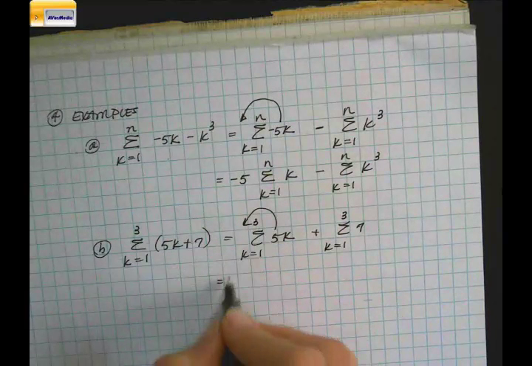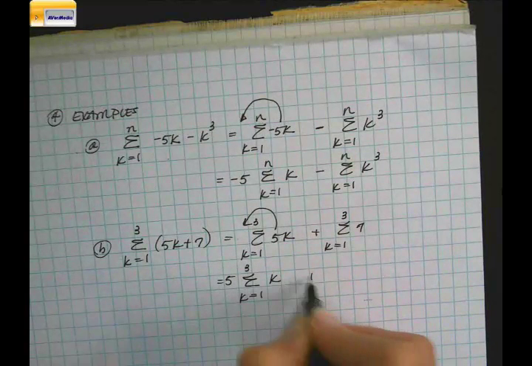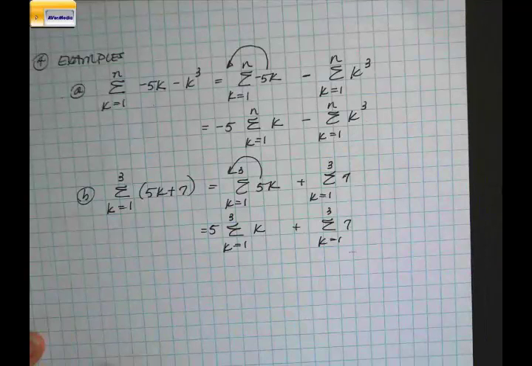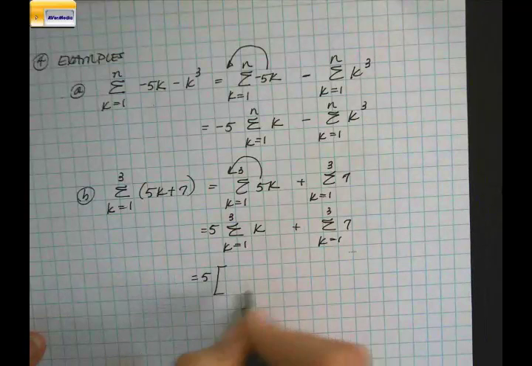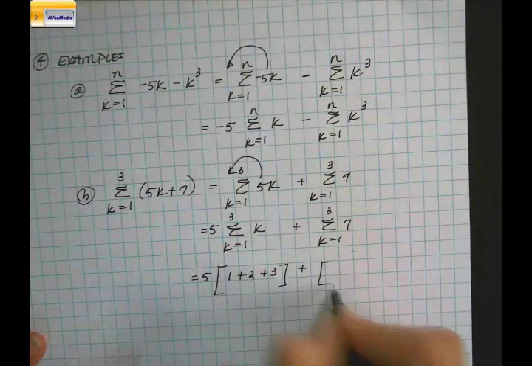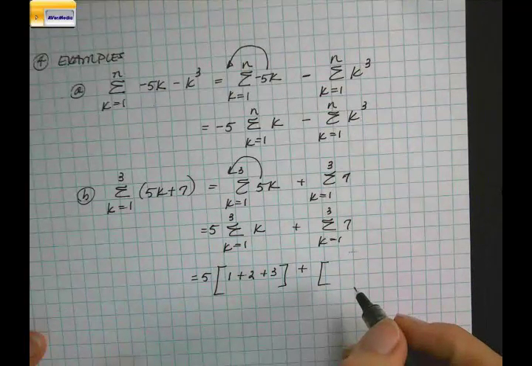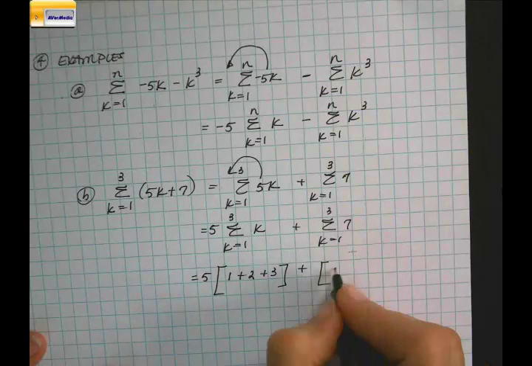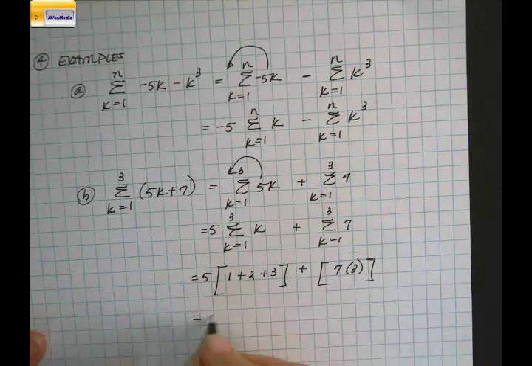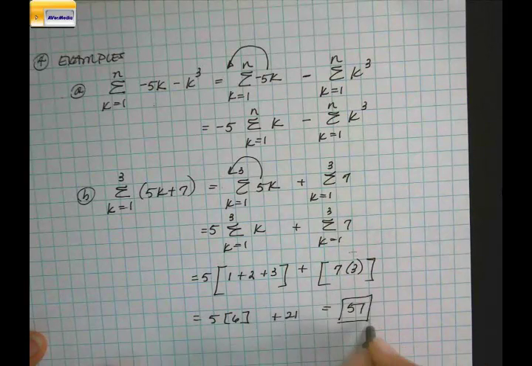So I'm going to pull the 5 in the front. So this is 5 times the summation of k, k equaling 1 to 3, plus the summation of 7, k equaling 1 to 3. So this is 5 times k is 1 plus k is 2 plus k is 3. And this one, that's a constant. The constant rule said that you can take the number times the maximum value of the index, which is 7 plus 7 plus 7. So this is 5 times 6 plus 21, which is 51.